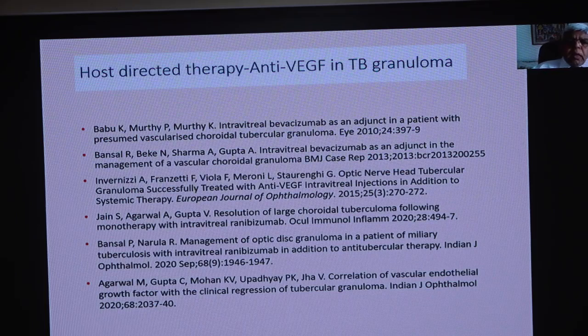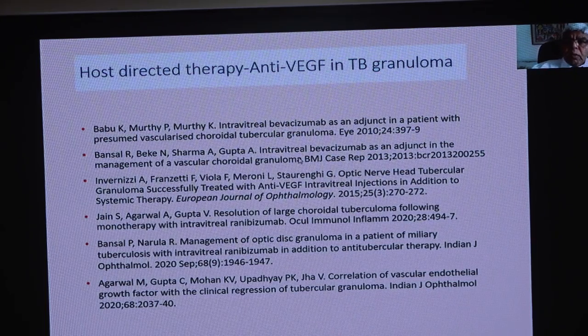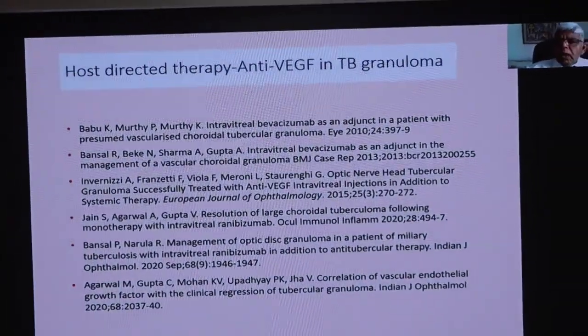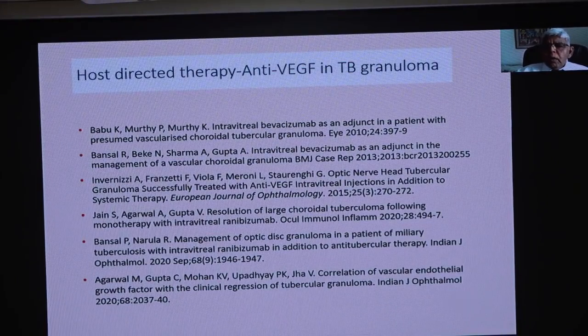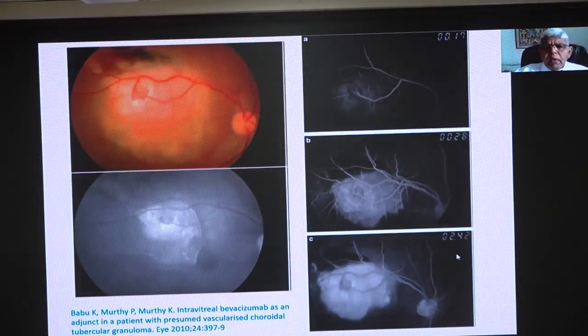Later on, we reported on the use of Avastin for treating some of these very resistant granulomas, and subsequently there have been several reports. It is currently becoming the standard of care, at least in ocular tuberculosis, specifically choroidal granulomas, to use host-directed therapies in the form of Lucentis, Eylea or Avastin. This is the first patient ever treated in the world with Avastin, and you can see what I showed you earlier, the presence of new vessels in this large granuloma.